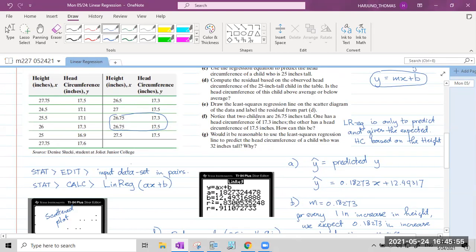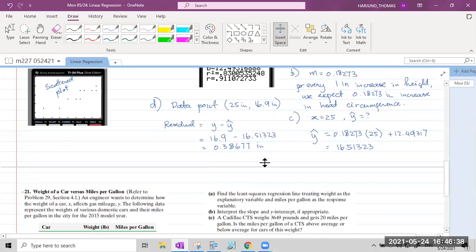It is possible that we have two possible outcomes for the same height, but that prediction is accurate enough such that we don't say, well, at 26.7 the head circumference may be 30 inches. No. From here, we see that it is approximately 17.3, 17.5. Yes, they are off, but our y prime, y hat, will give us a good guide. Now, would it be reasonable to use least squares regression to predict the head circumference of a child who is 32 inches tall? The answer is no.